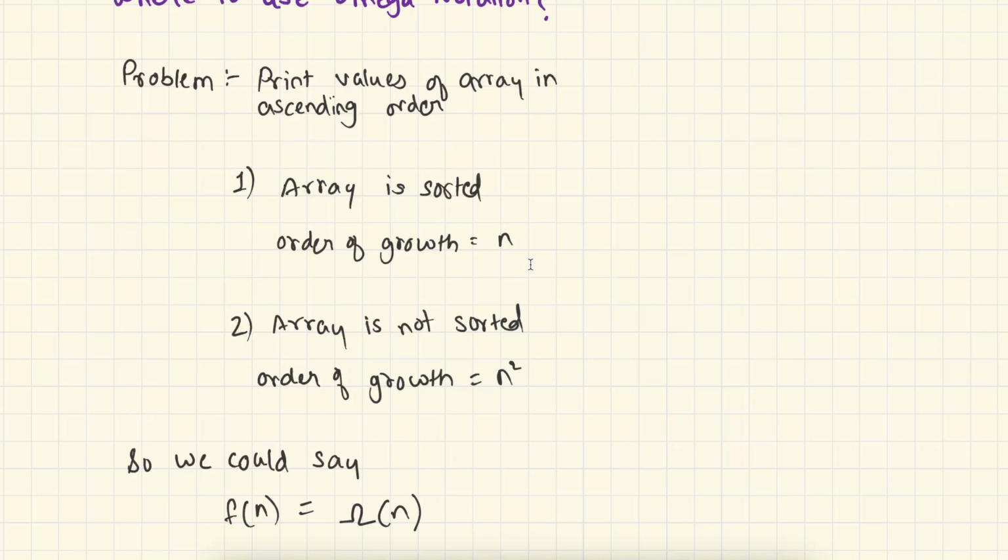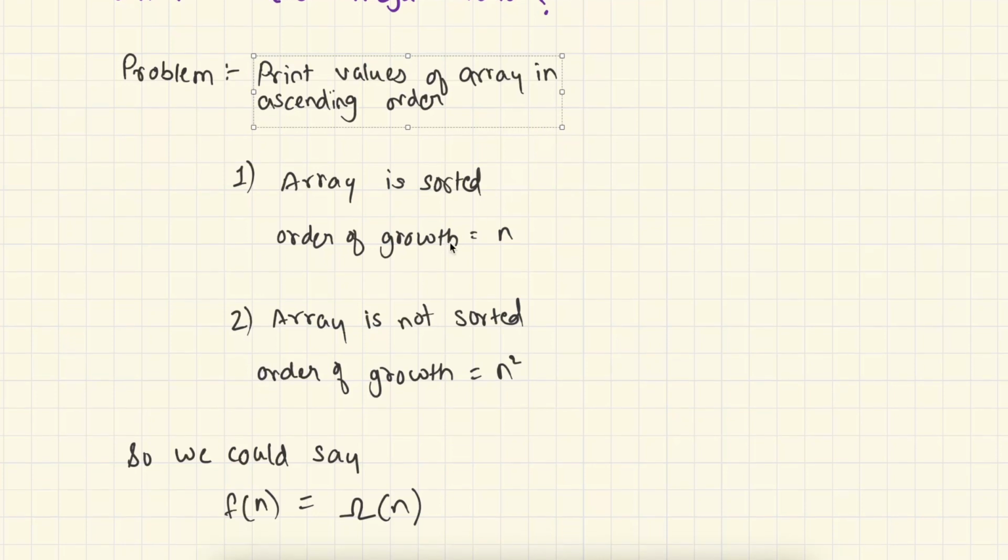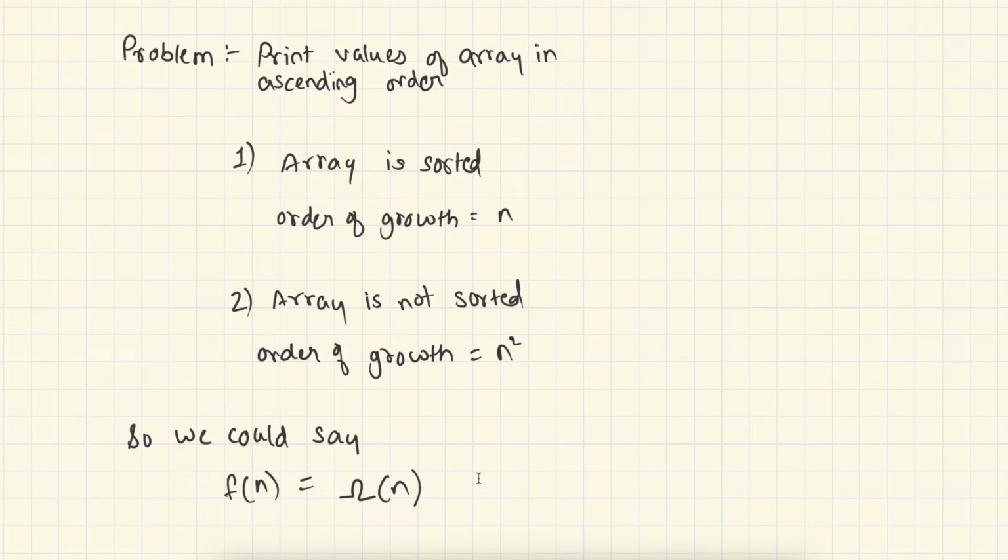On the other hand, if I pass an unsorted array instead of a sorted array, then I have to do some work, and that work will be to sort the array. So first I sort the array, then I print the array. So the order of growth in this case is going to be n square. If I ask about the order of growth of this function, then you can say that it is going to be omega of n. Why? Because at minimum this function is going to take n units of time. The order of growth is n, and it's a lower bound. It may also take more than n, meaning n square if the array is not sorted.